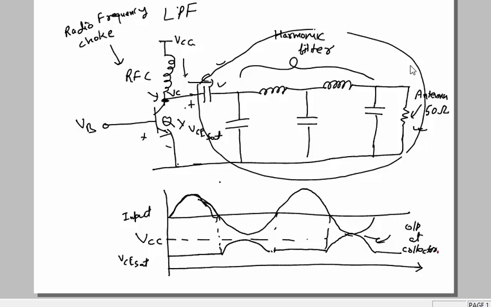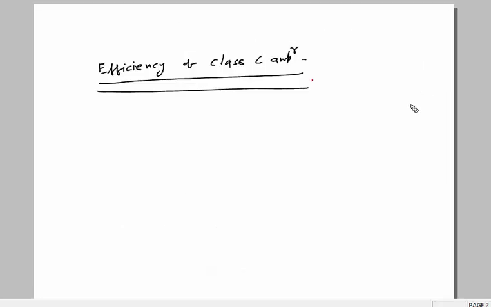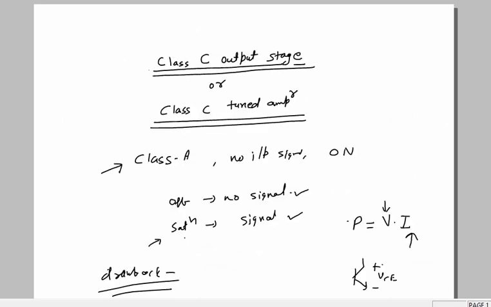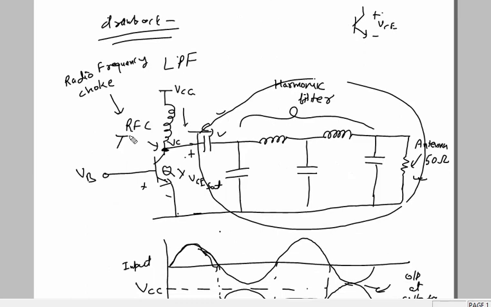Now how do we find its efficiency? Let us see that. How do we get the efficiency of the class C amplifier? See, this RFC blocks AC but allows DC. So let this current flowing be here.